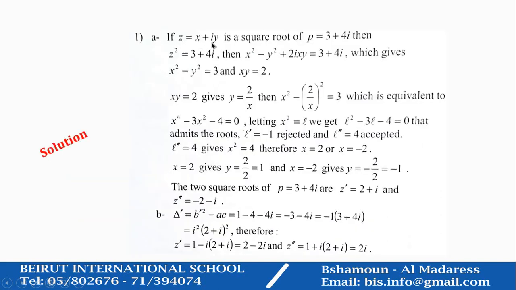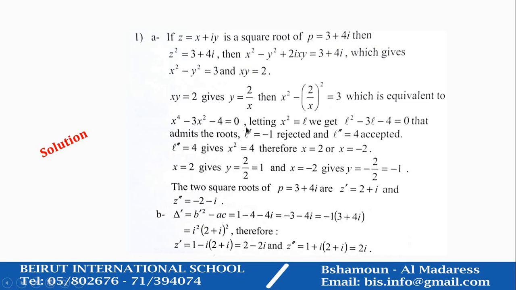First, if z is x plus iy, it is the square root of this complex number. It means this complex number is z squared. Z squared is equal to this, and expanding z squared, x squared minus y squared plus 2xy i is equal to 3 plus 4i. You equate by identification, and you end up with, if you want to follow step by step, the product xy is 2, y is 2 over x, and x squared minus 4 over x squared equals 3.